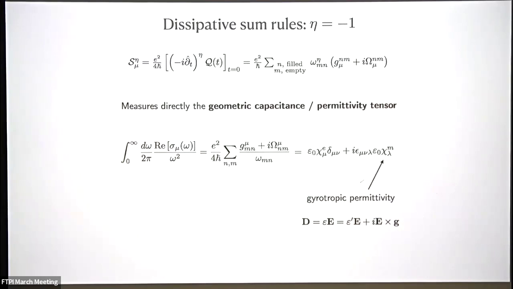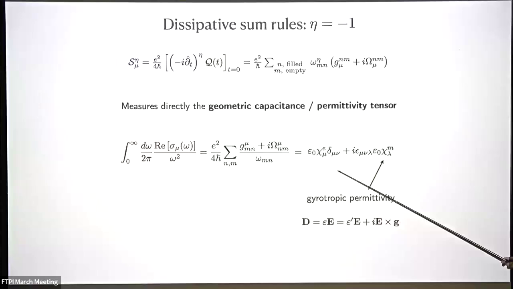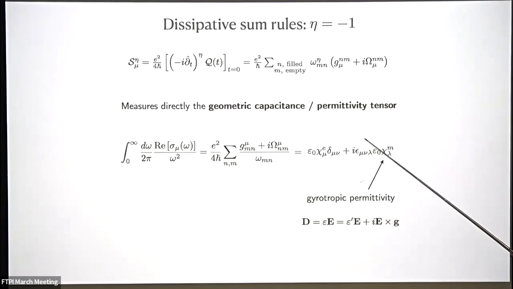So eta minus one will be G plus i omega over frequencies. That's the real part, the dissipative part of sigma over omega squared. That will pick up on the susceptibility that I was talking about, the capacitance. There's something that does not appear in the non-dissipative part, which is the non-reciprocal part of the susceptibility. So you can have this gyrotropic permittivity. I learned about this from the gyration vector in Landau-Lifshitz. It of course breaks time reversal symmetry, and it does not appear in the low frequency response.